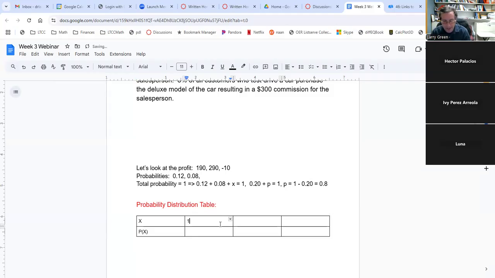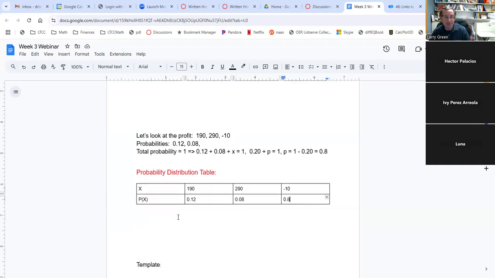So the values are 190, 290, and negative 10. The probabilities are 0.12, 0.08, and 0.8. Any questions at all on creating a probability distribution table given the information we were given? Any questions? Okay, because that sometimes can, you got to know to do it.